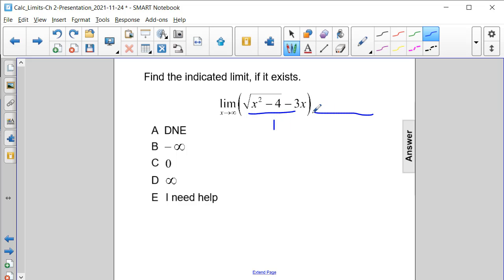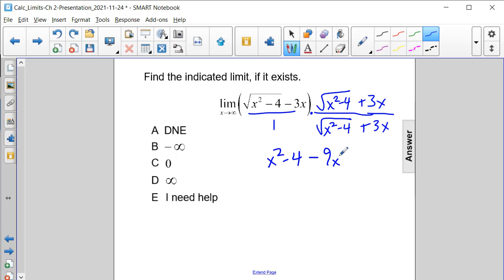So we're going to put this over 1, and we're going to multiply by the square root of x squared minus 4 plus 3x, outside of the radical, in both the numerator and denominator. And when we do that, we will get x squared minus 4 outside of the radical, and then minus 9x squared. Remember, when you have a difference of squares, the middle terms will cancel each other out.